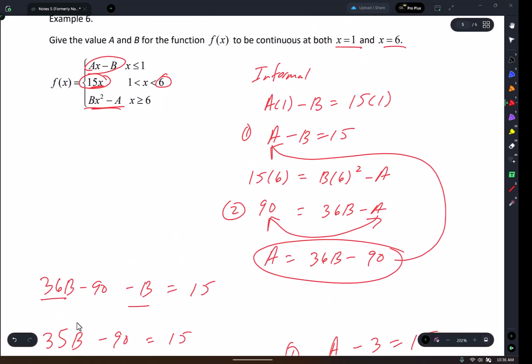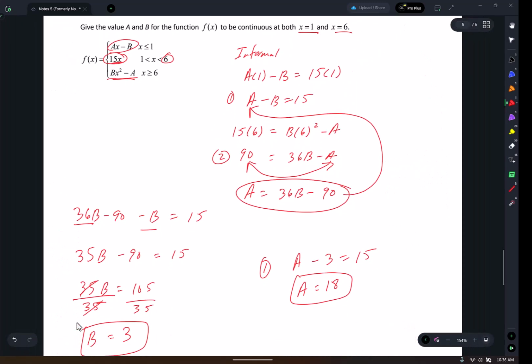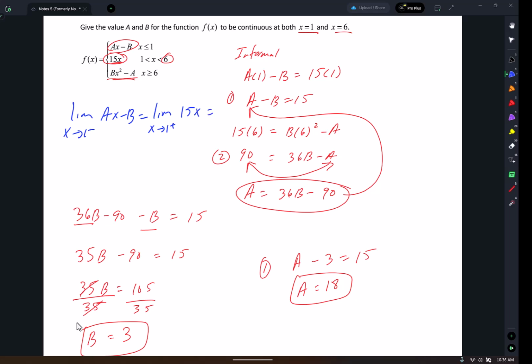Why is it informal? Do you see anywhere written the word limit? The formal way would have been for you to do this: limit as x approaches 1 from the left of ax minus b better equal limit as x approaches 1 from the right of 15x, which better equal f of 1. And then I solve. That would have been the formal way.